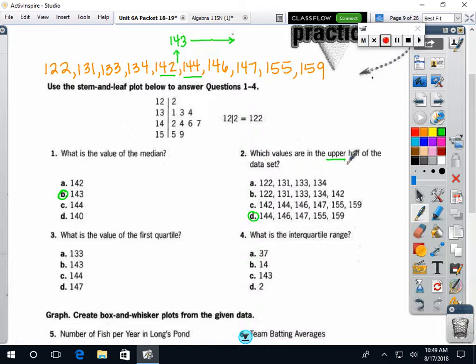Just remember the upper numbers, the ones above 143, are 144, 146, 147. So they're called the upper half. Okay, so the lower half would be 122, 131, 133, 134, and 142.